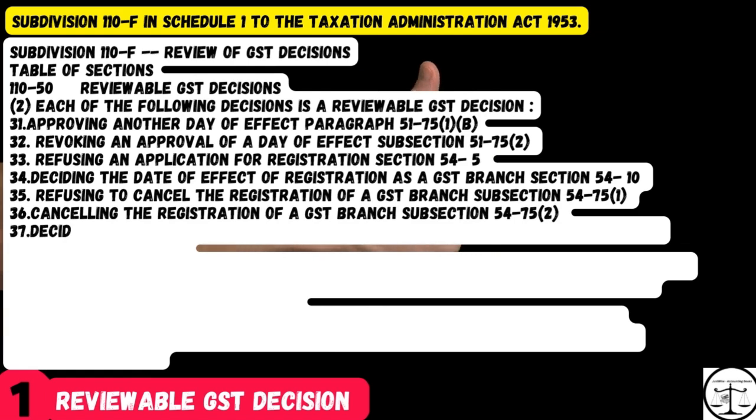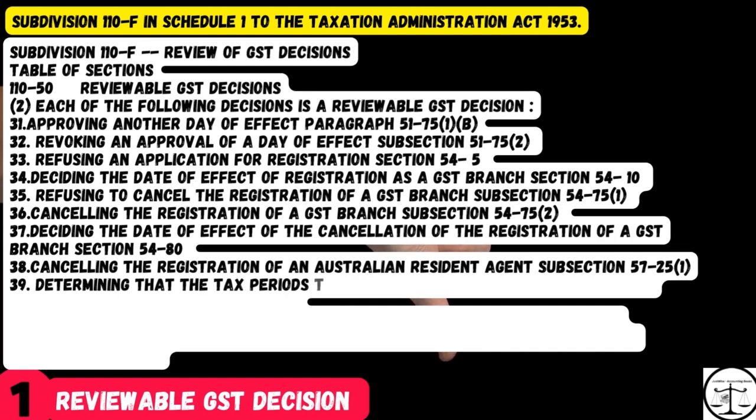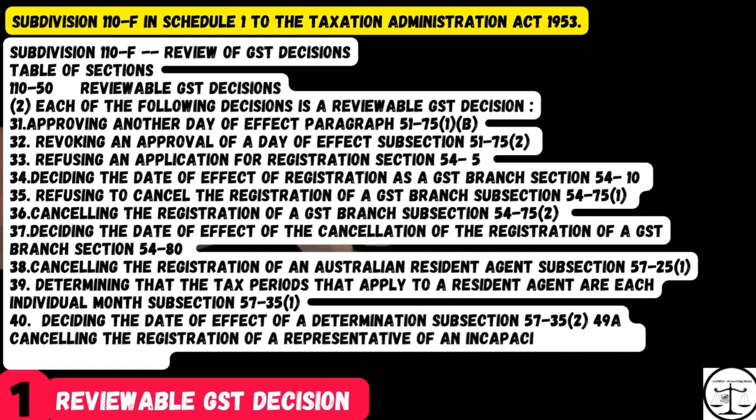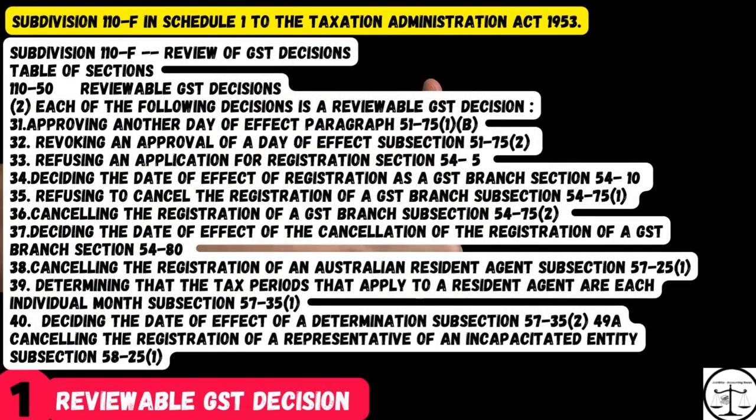33. Refusing an application for registration, section 54-5. 34. Deciding the date of effect of registration as a GST branch, section 54-10. 35. Refusing to cancel the registration of a GST branch, subsection 54-75(1). 36. Cancelling the registration of a GST branch, subsection 54-75(2). 37. Deciding the date of effect of the cancellation of the registration of a GST branch, section 54-80.